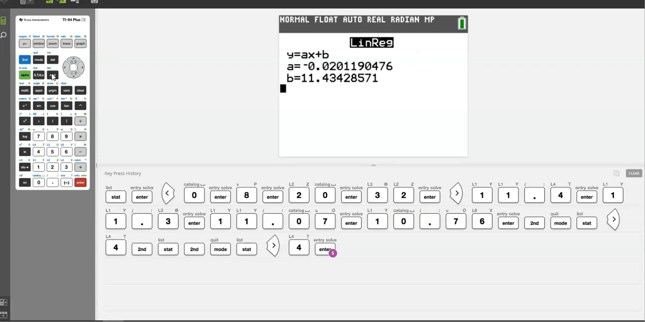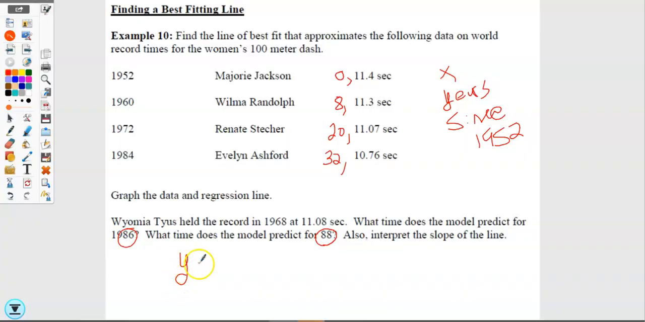So what I can see is that my a, which is the slope, is negative 0.02, and my y-intercept is 11.43. Now I'm going to go back and use this to answer the questions that they were looking for. The equation comes down to y equals negative 0.02x plus 11.43. I'm just going to round to 2 decimal places.